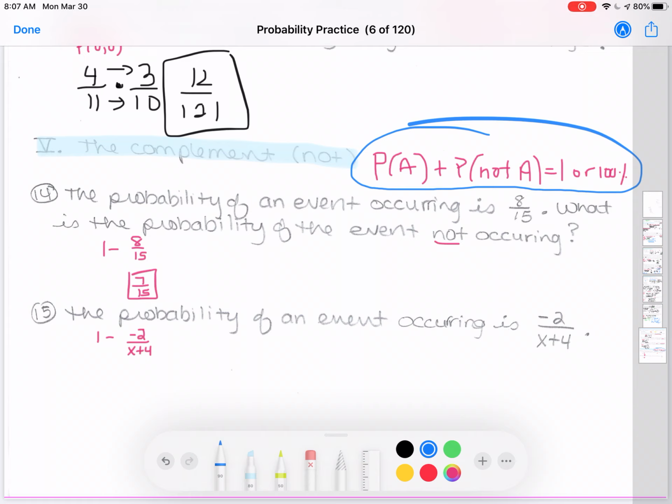So I said the probability of an event occurring is 8/15. What is the probability of the event not occurring? So you're just going to do 1 minus it, and you wind up with 7/15. But what would be like the Regents question you might get, it could be like 15.